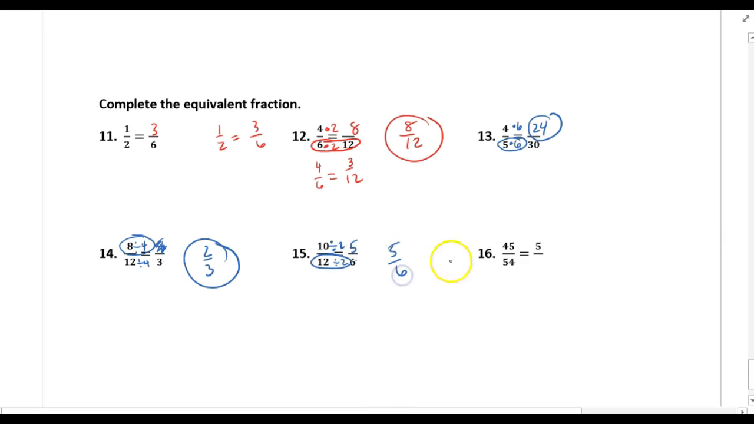So that's 5/6. Then over here, what do I have to do to 45 to get 5? I'm going to divide by 9. Divide by 9. 54 divided by 9 is 6. Okay, so check your answers on this. Hopefully this makes sense. We're going to hit it in the next lesson again.